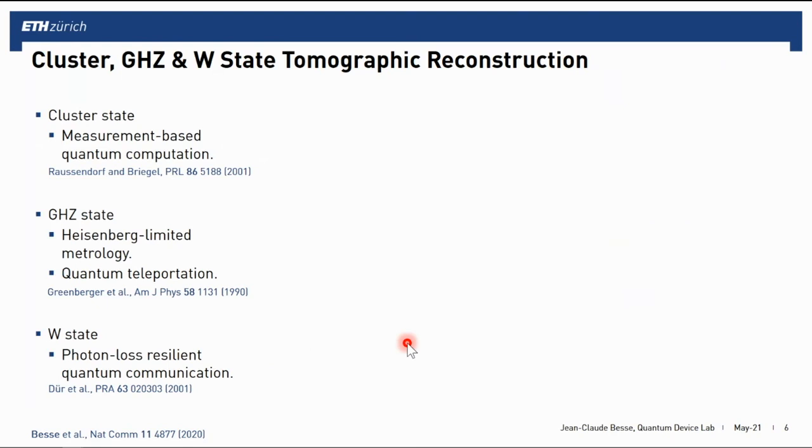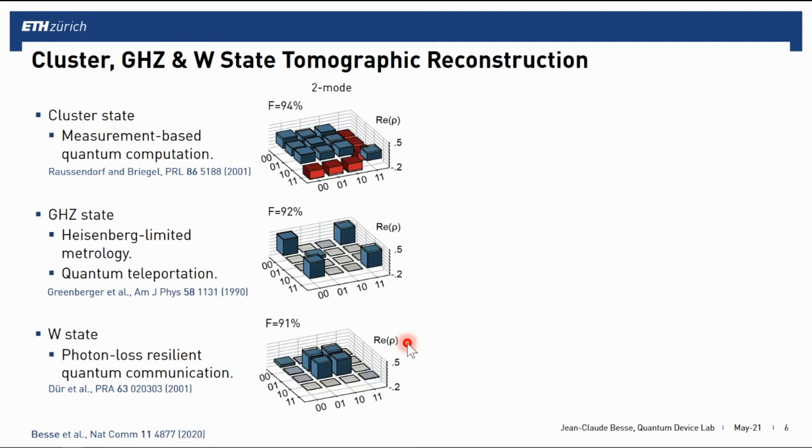The second one is the GHZ state, which is useful for doing phase metrology at the Heisenberg limit and quantum teleportation. And the third one is the W state, which is important for photon loss resilient quantum communication. And what I'm showing you is density matrices, first for two modes.